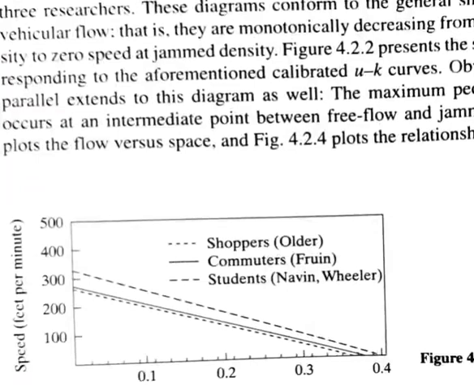The straight line shows the commuters, the dotted line shows the shoppers, and the dashed line shows the students. Their speeds have been measured and the researchers have plotted them, and when the density is 0, the speed is very high. That means what?